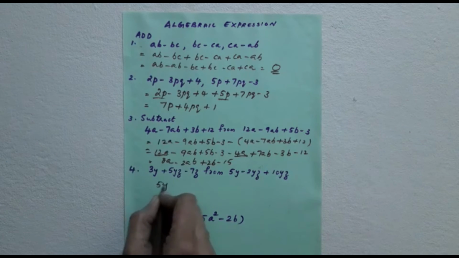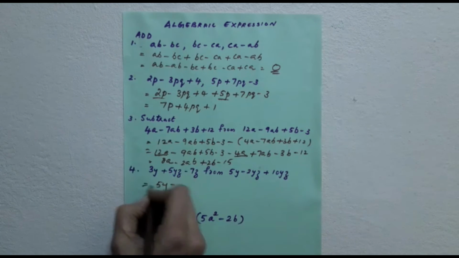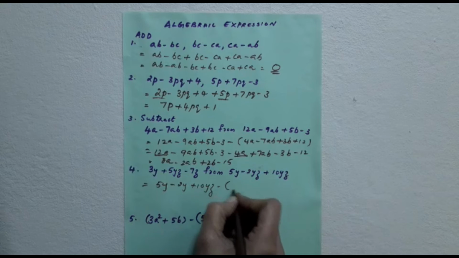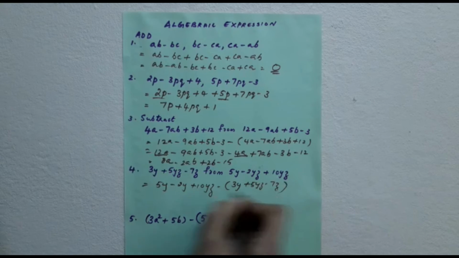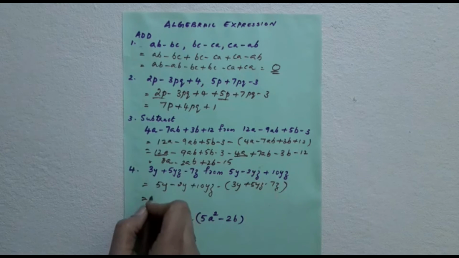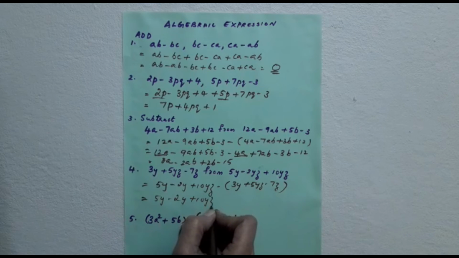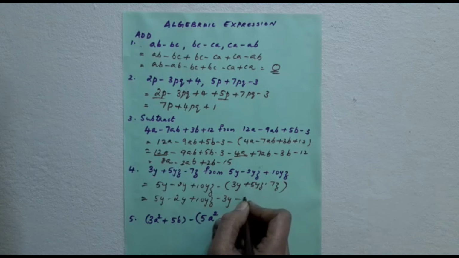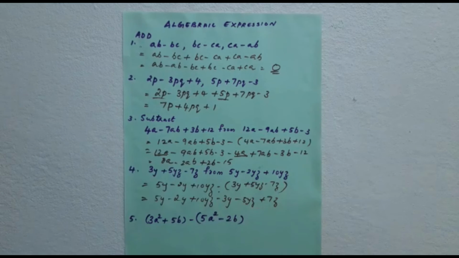The first polynomial from the second polynomial, so I am writing the second polynomial first: 5y plus 10yz minus, using the bracket, 3y plus 5yz minus 7z. Because of the minus sign, when you open the bracket the signs will be changed. 5y minus 2y plus 10yz, minus 1 into 3y becomes minus 3y, minus 1 into 5yz becomes minus 5yz, and minus into minus 7z becomes plus 7z.